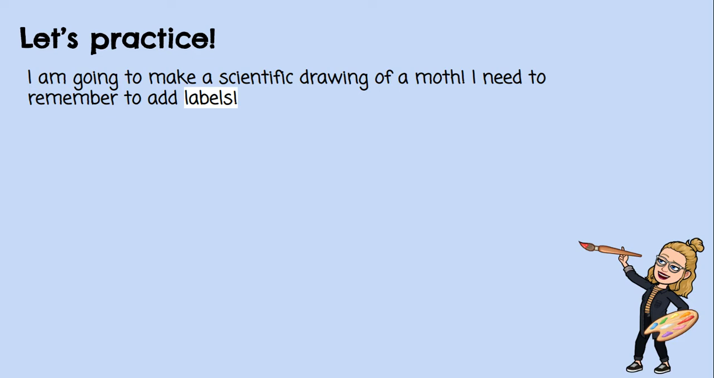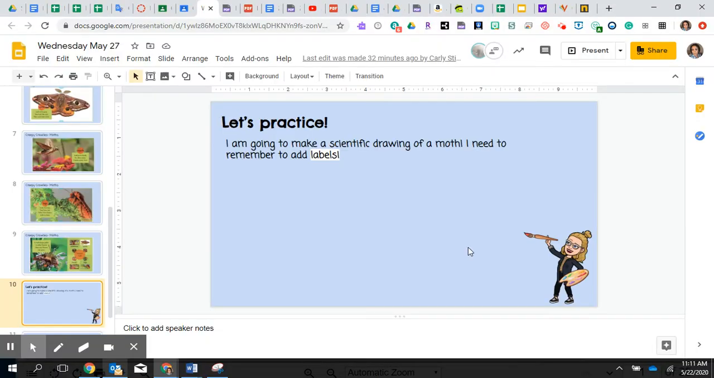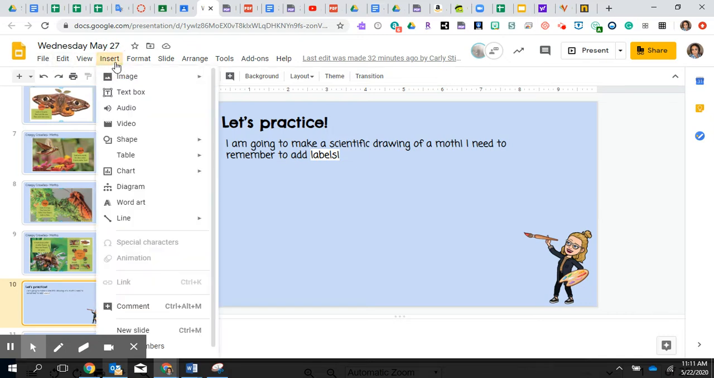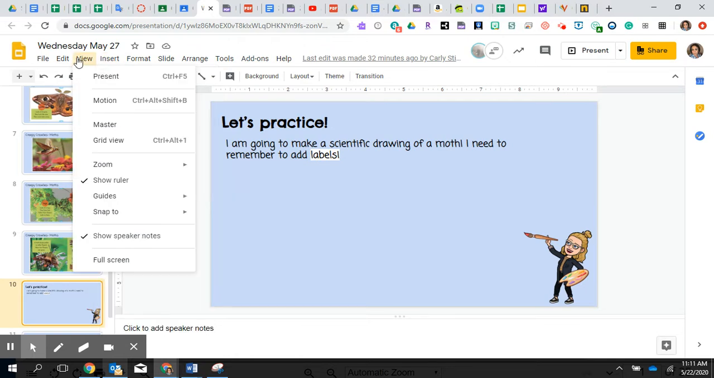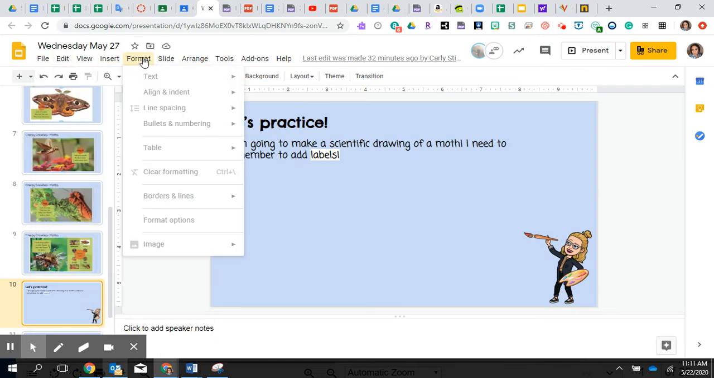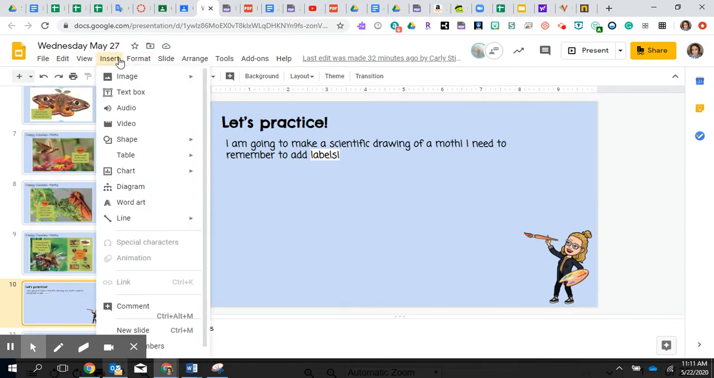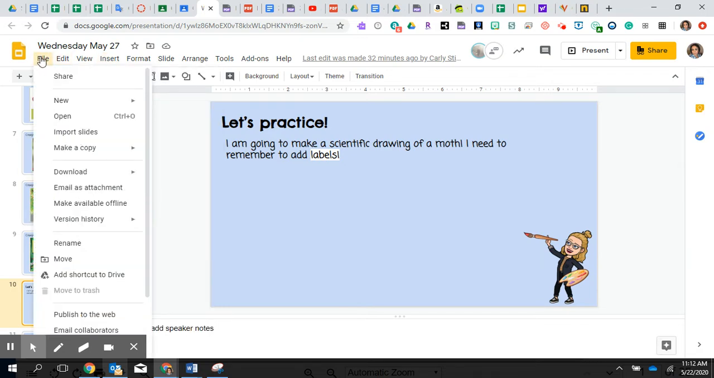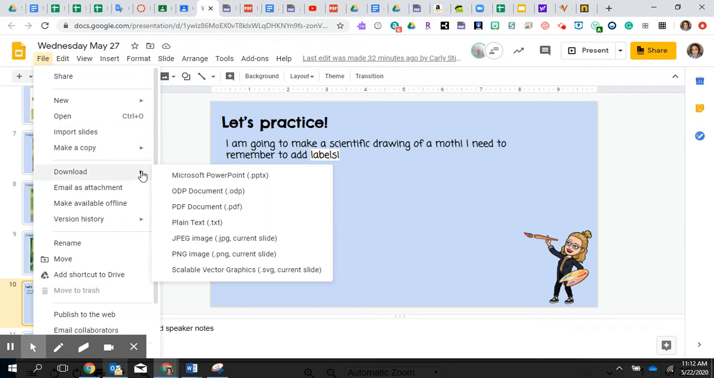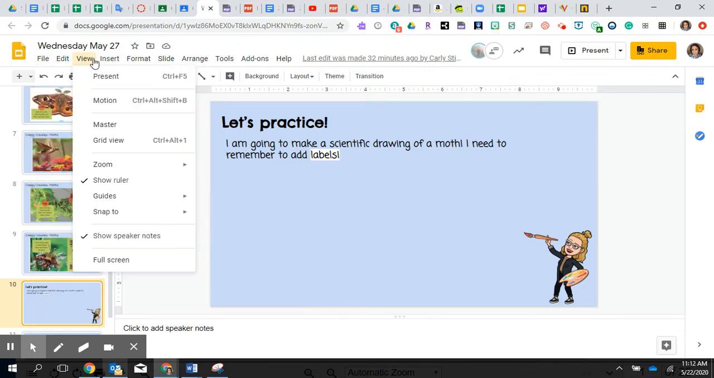So I'm going to make a scientific drawing. I'm going to try my best. Look, I have my friend here, Miss Stitch, so she's going to try to help me. So how would I make one? If I insert, if I make, not a diagram, I can make a slide, or, hmm, let's see.